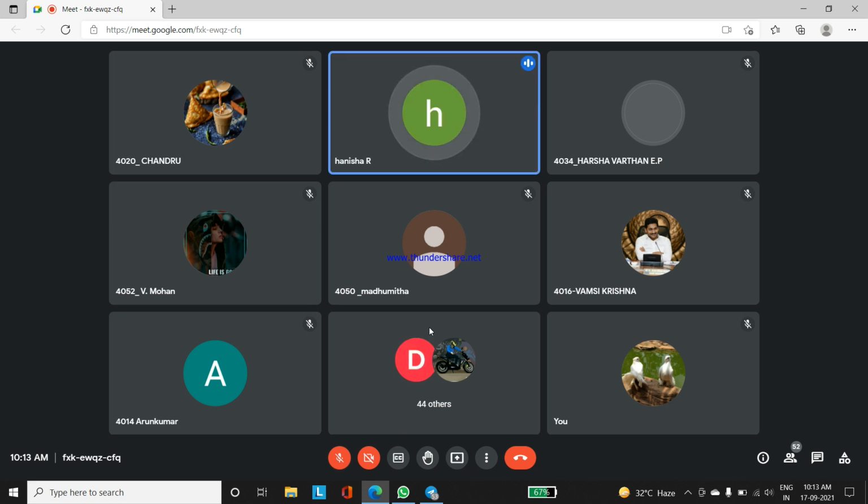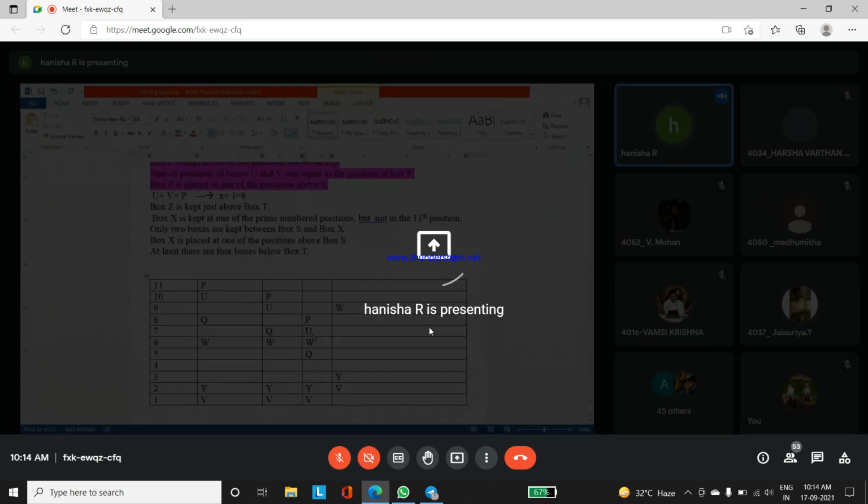If you have P, then it will not go properly. So at 8th position, we have just kept it till now. So I've taken possibilities and I've kept the P at these three positions.